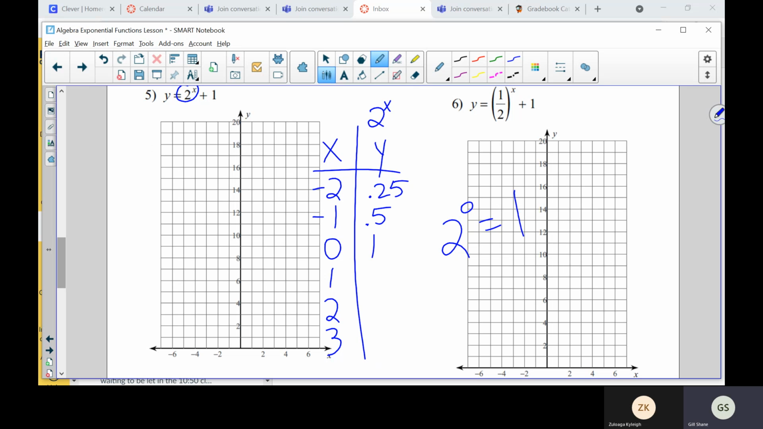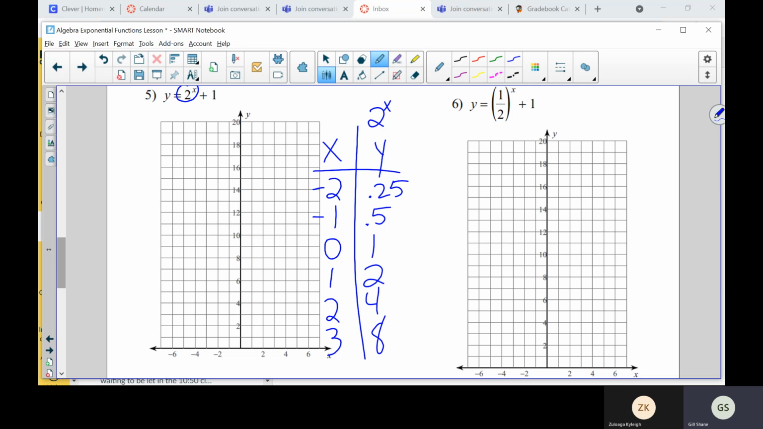So what if x is 1? What would my answer be? 2. Good, because I would say, okay, well, if x was 1, I'd have that. That equals 2. What if x is 2? What would my answer be? 4. Good. And then if it was 3, it'd be 8.